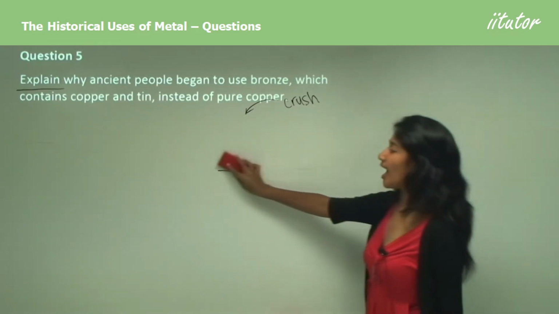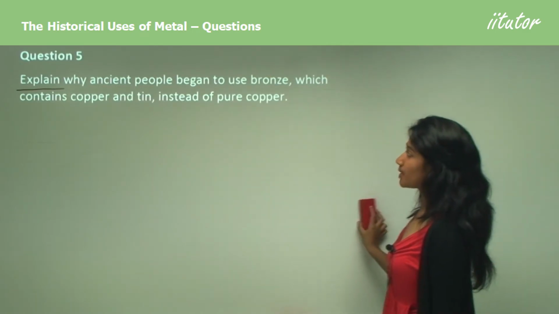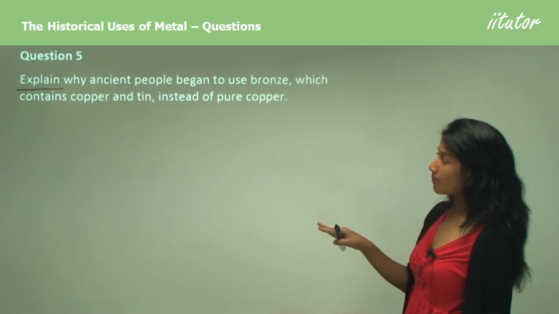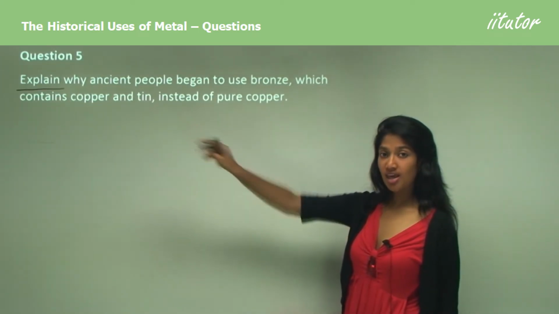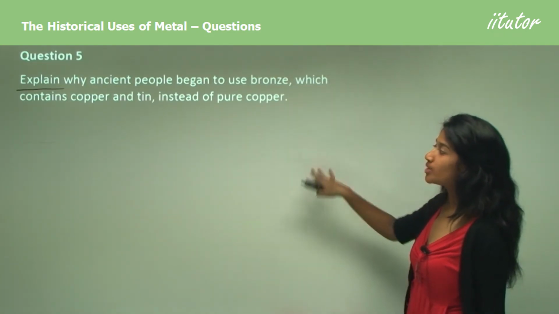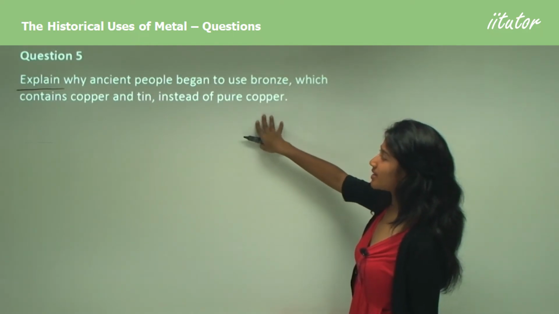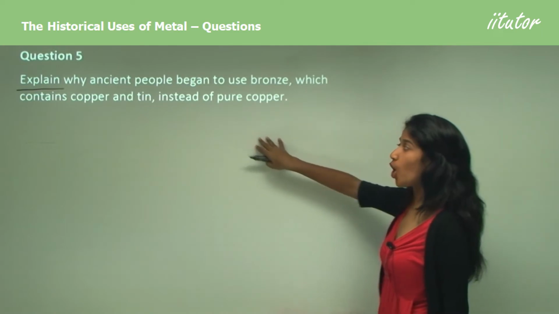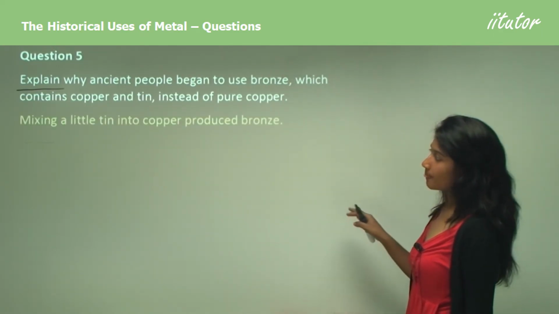Now question 5, it asks, explain why ancient people began to use bronze, which contains copper and tin, instead of copper. Now again, highlight the key verb, explain. So you would have to give a detailed answer for why bronze is better than copper. So you would be focusing on the disadvantages of copper and the advantages of bronze.